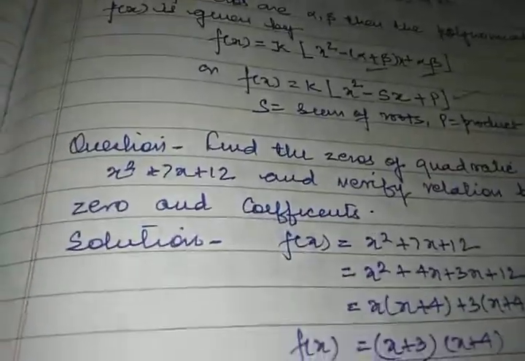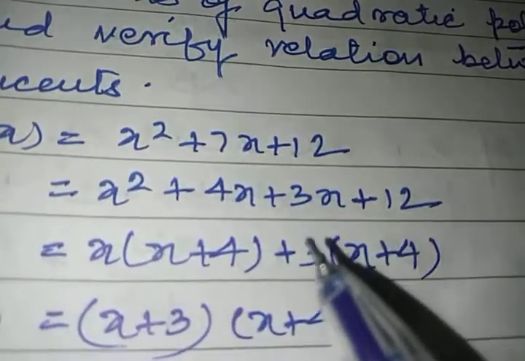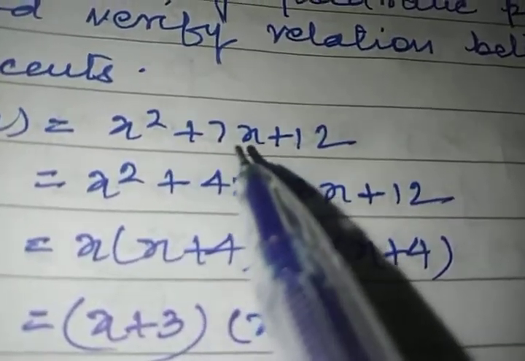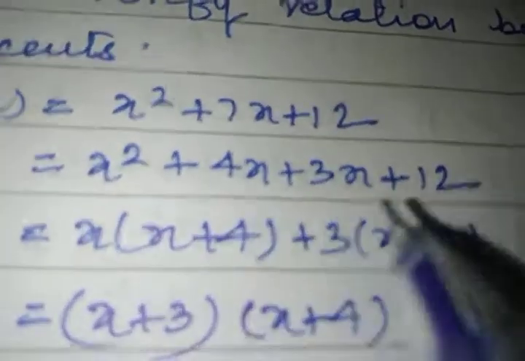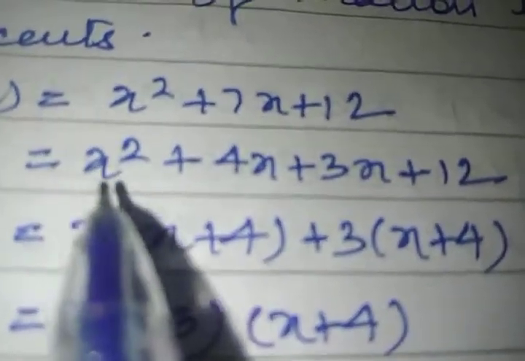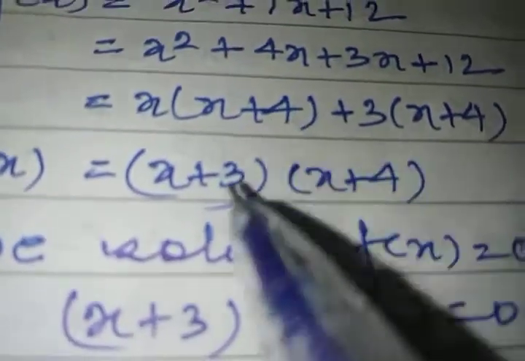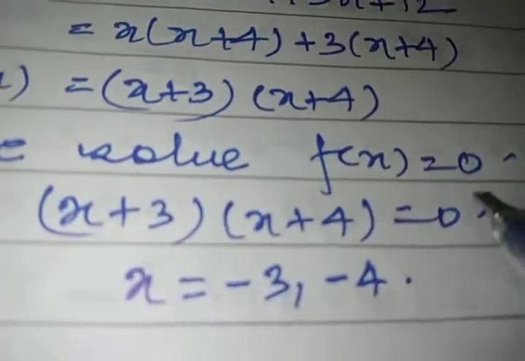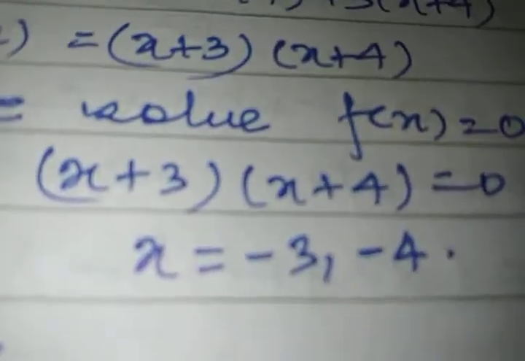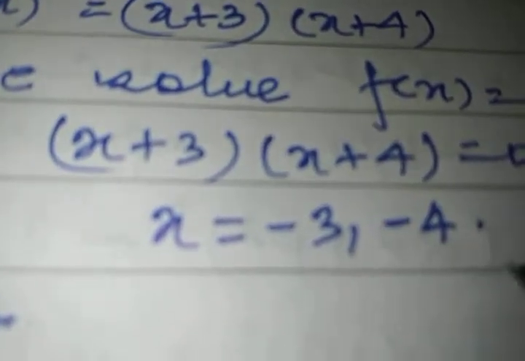Now one question: find the zeros of the quadratic polynomial and verify the relation between the zeros and coefficients. Here we have f(x) = x² + 7x + 12. Splitting the middle term: x² + 4x + 3x + 12. Take x common, x(x + 4), 3 common, 3(x + 4), take (x + 4) common: (x + 3)(x + 4). Put f(x) = 0, so (x + 3)(x + 4) = 0. x + 3 = 0 gives −3, and x + 4 = 0 gives −4.